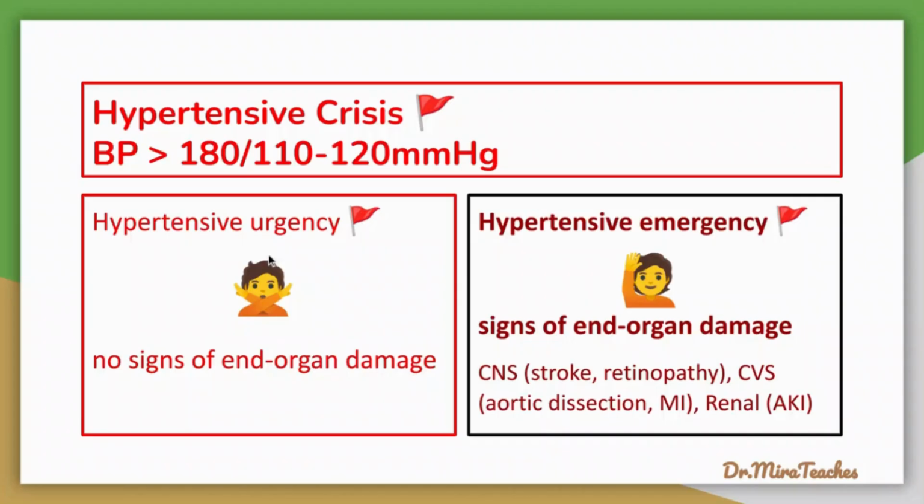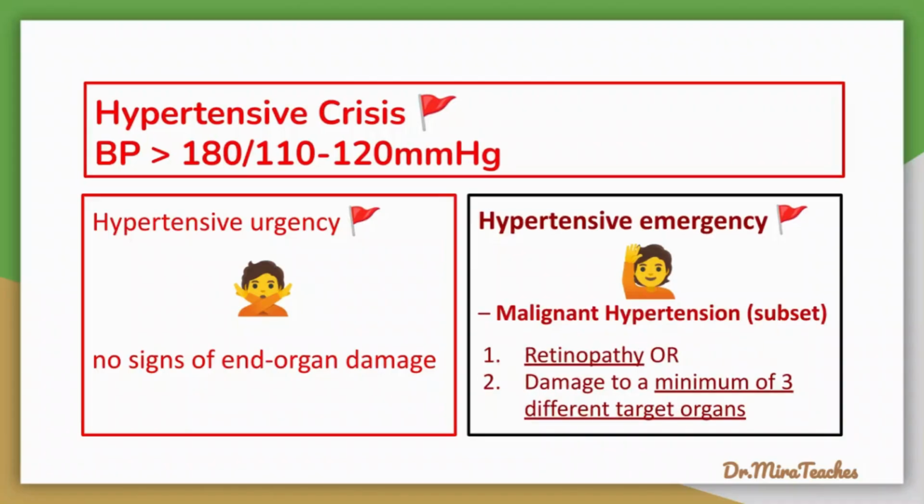So in both cases they are hypertensive crisis. But this is a much lower grade as compared to this one, because here we have no signs of end organ damage, while in hypertensive emergency there is end organ damage. You see, it's very simple, so don't let it confuse you again.